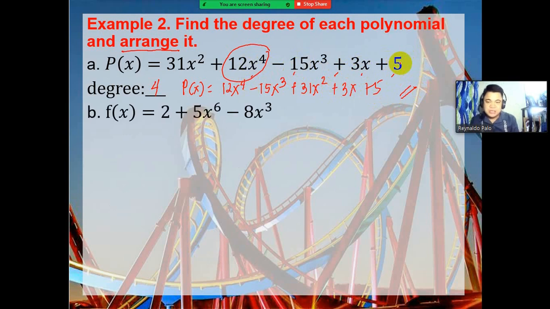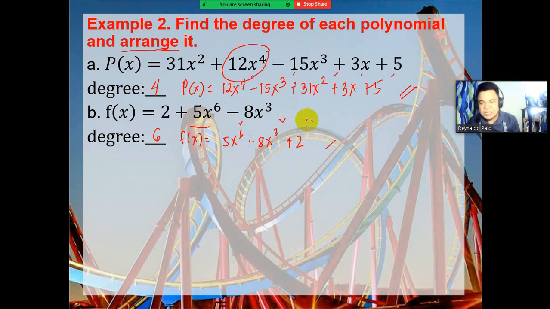Now let's have letter B. F of x equals 2 plus 5x raised to the power of 6 minus 8x cubed. As you can see, this one is an example of an incomplete polynomial function. Just look at the term with the highest exponent, which is 5x raised to the 6th power. Therefore, the degree of this is 6. So you can now arrange it in descending order. F of x is equal to 5x raised to the power of 6 minus 8x cubed plus 2. So it is now arranged in descending order from the highest up to the lowest. We only have the degrees 6, 3, and 0.